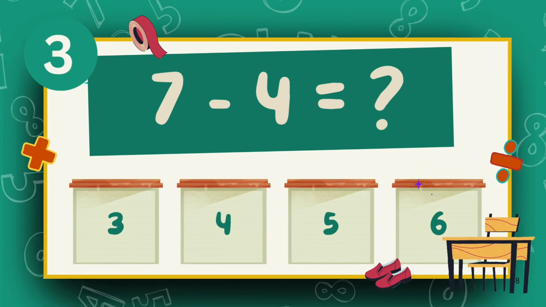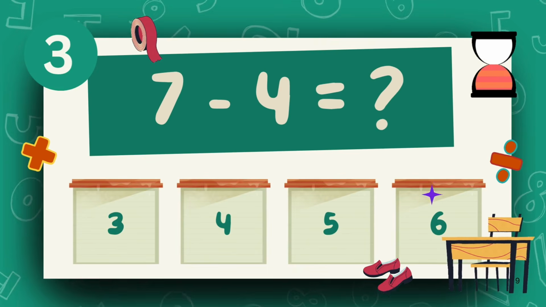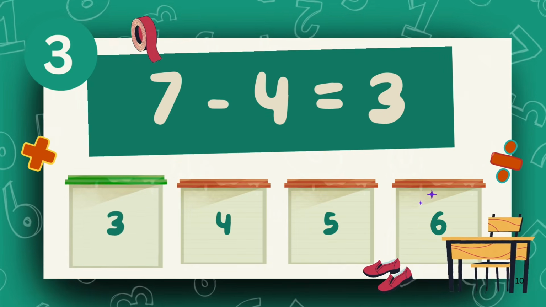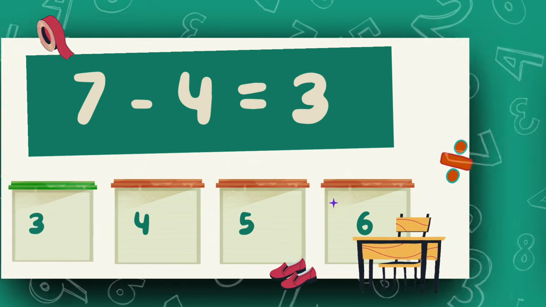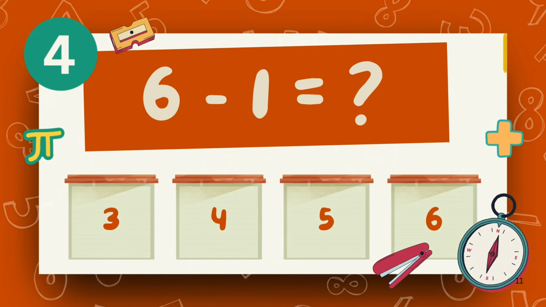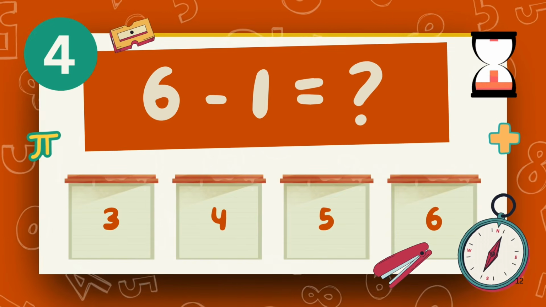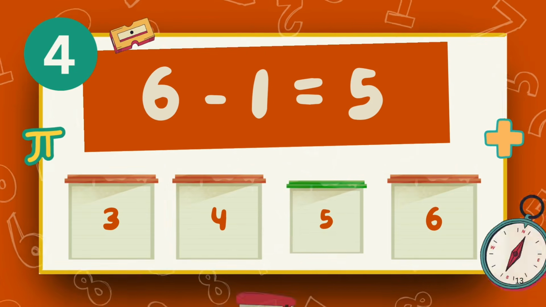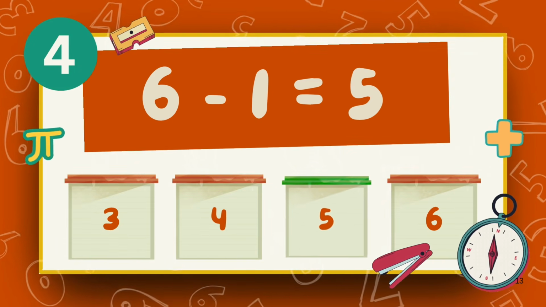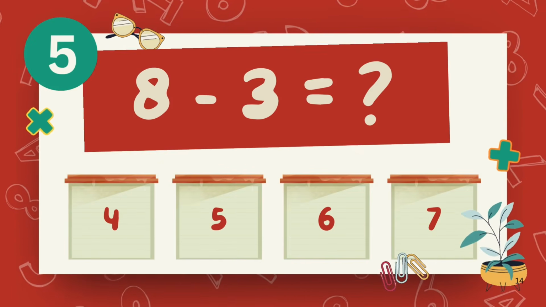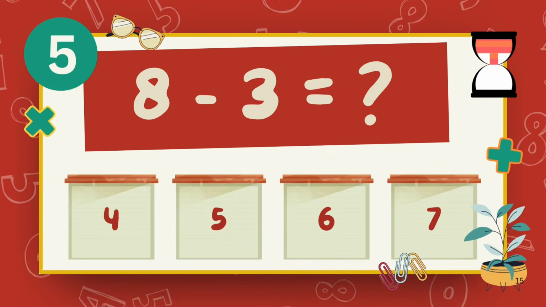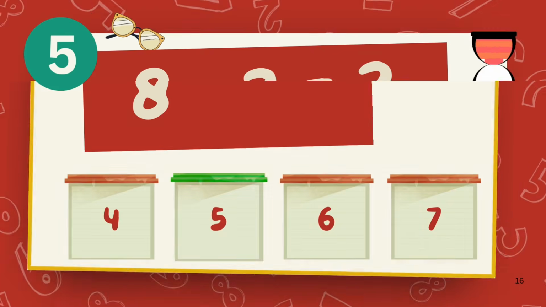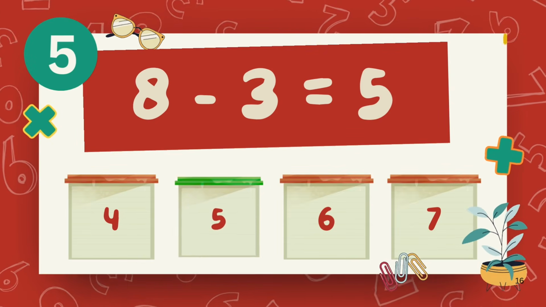What is 7 minus 4? The answer is 3. What is 6 minus 1? The answer is 5. What is 8 minus 3? The answer is 5.